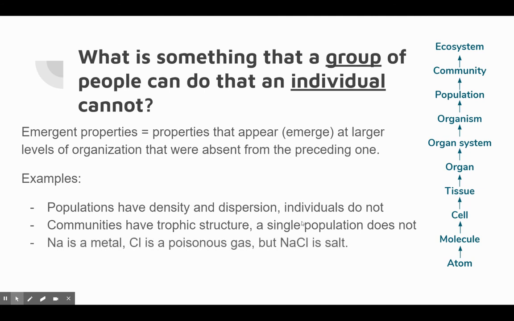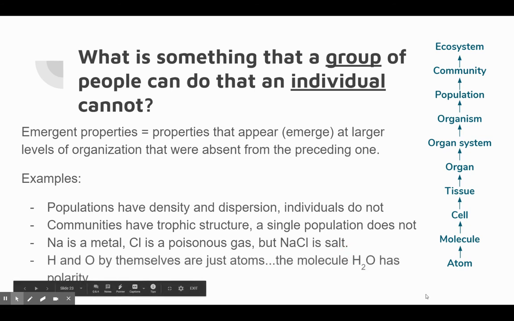When we talk about chemistry, some examples are down here, the differences between atoms and molecules. Atoms of sodium by itself is a metal. Chlorine by itself is a poisonous gas. But if we connect those together to make this ionic compound, we get salt, which is not a poisonous gas and it's not a metal. It has very, very different properties.